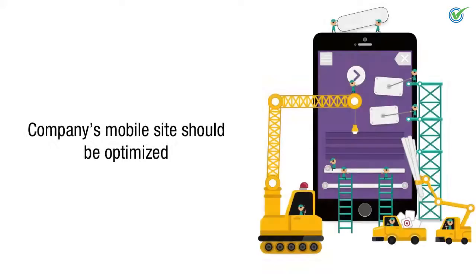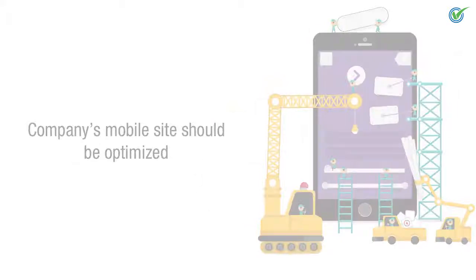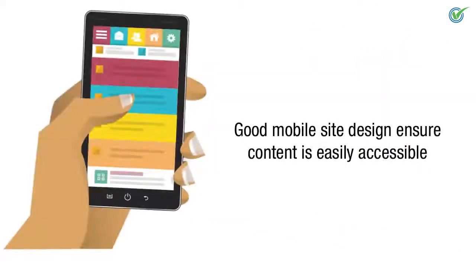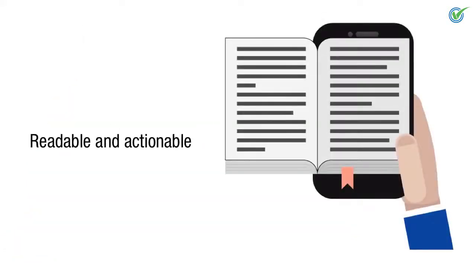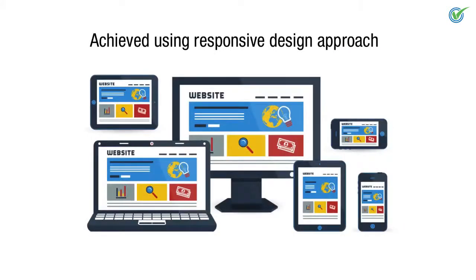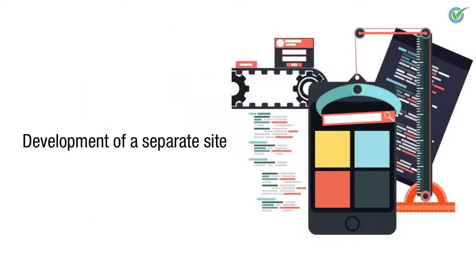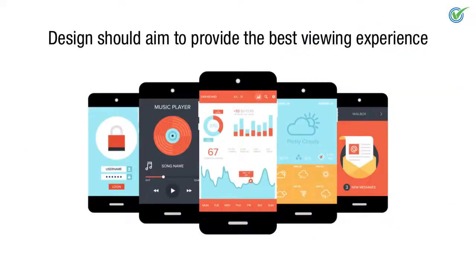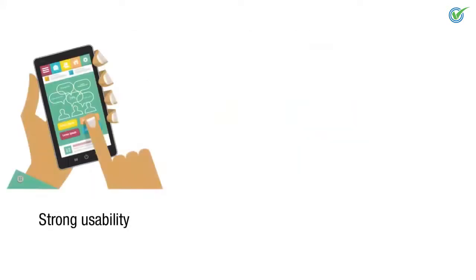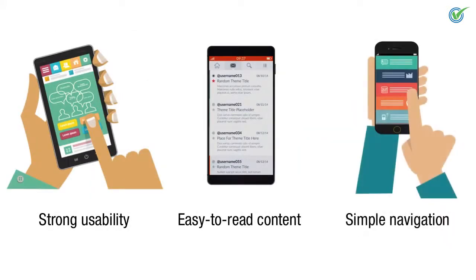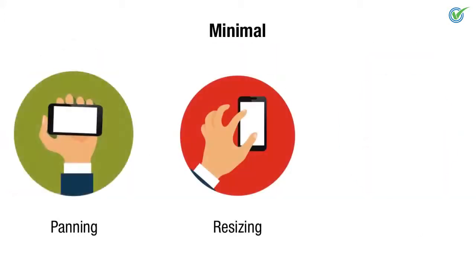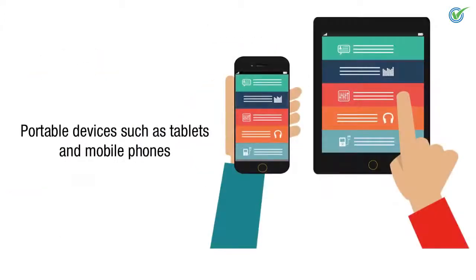In this process, a company's mobile site should be optimized to encourage the use of the mobile site and app, and thus maximize reach. A good mobile site design will ensure the content is easily accessible, readable, and actionable. Whether this is achieved using the responsive design approach or through the development of a separate site, the design of the mobile site should aim to provide the best viewing experience. This experience should include strong usability, easy-to-read content, simple navigation, and minimal resizing, panning, and scrolling on all portable devices such as tablets and mobile phones, among others.